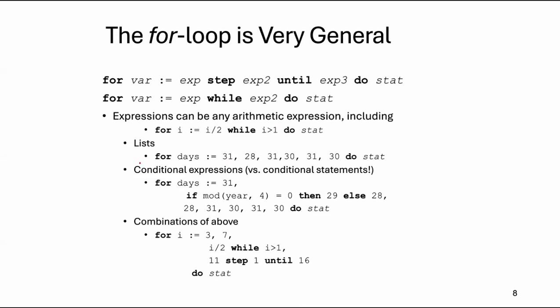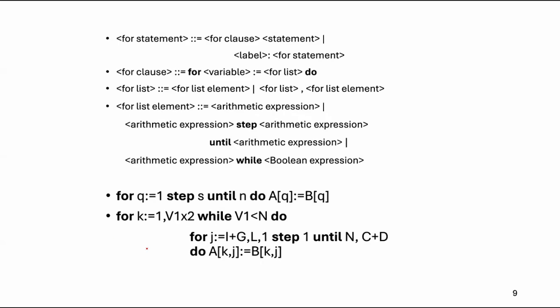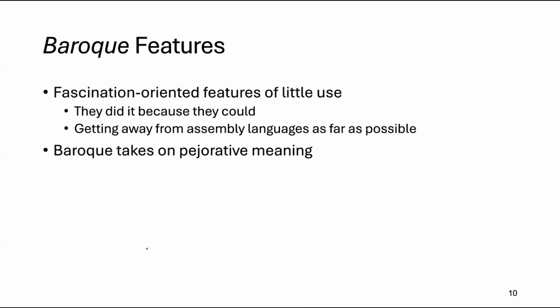You can loop through lists, you can have conditional expressions, you can even have combinations of the above. So you combine a lot of both, like what we have seen so far. So it's extremely general. You can do so many things with a single for loop. And that gives us something in the language called baroque features, meaning that you create a lot of fascination and a lot of options and a lot of features in the language that you actually don't need. You create a lot of features with a specific construct inside the language that you actually don't need. And they did that with ALGOL because they could do it, so they did it.